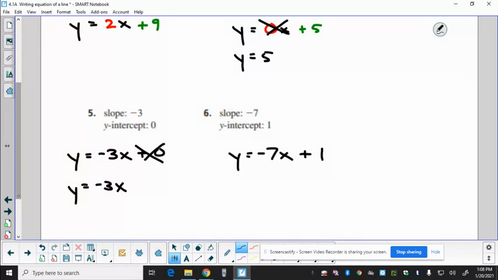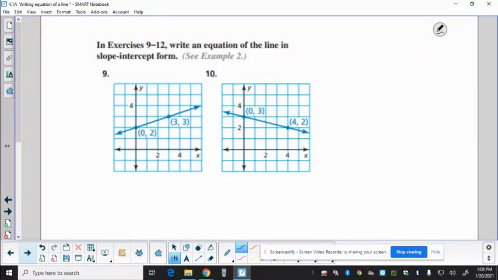Going down to numbers 9, 10, and so forth, same idea, except now you go from a graph. So the first thing I'm going to do is identify my slope. I'm going to work from left to right with my points. So I'm going to need to go up 1 unit. So I'm going to start setting up my slope. 1 over something. And how far do I travel over? I travel 3 to the right. That's a positive number. Got my slope.